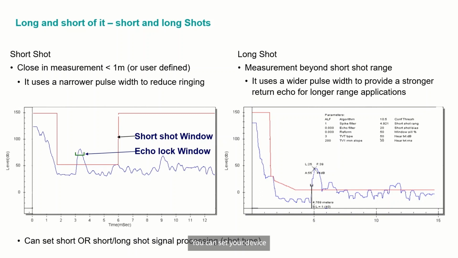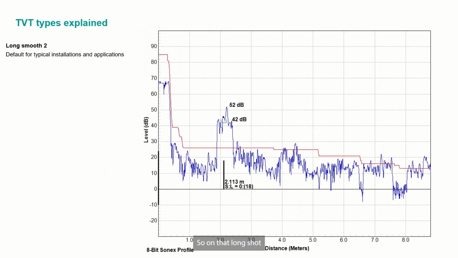You can set your device to use only short shots or short and long shots, and that's under the shot type parameter. Again, if you have an application that's really short range, maybe an OCM open channel, you might only want to set it for short shots. Otherwise, using both is very advantageous.